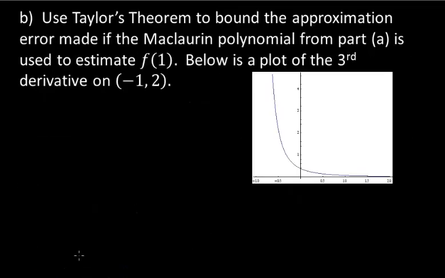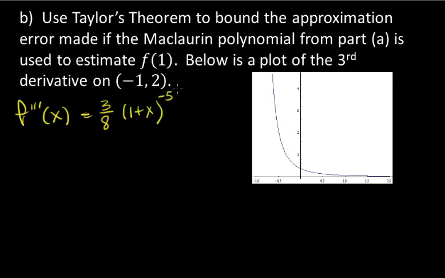So for part B, we want to find out if we used that Taylor polynomial that we centered at 0 to estimate f of 1, what would the error be? Could we get an upper bound on it? So we need the third derivative, and the third derivative is, just go back to part A and take the derivative of the second derivative, and you get 3/8 times 1 plus x to the minus 5/2.